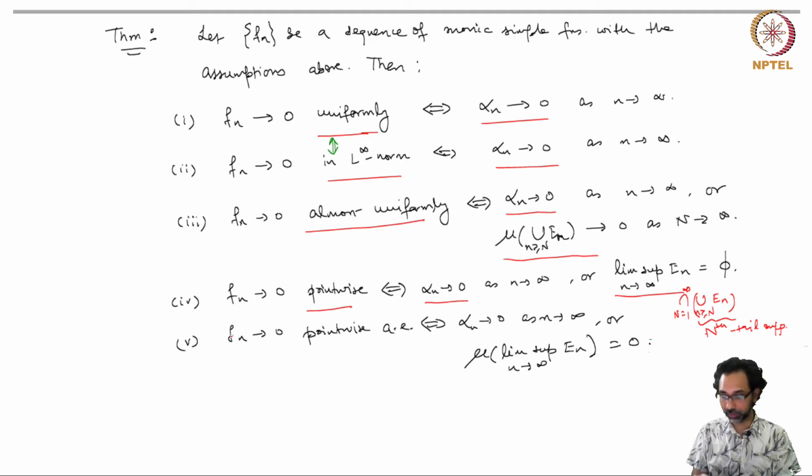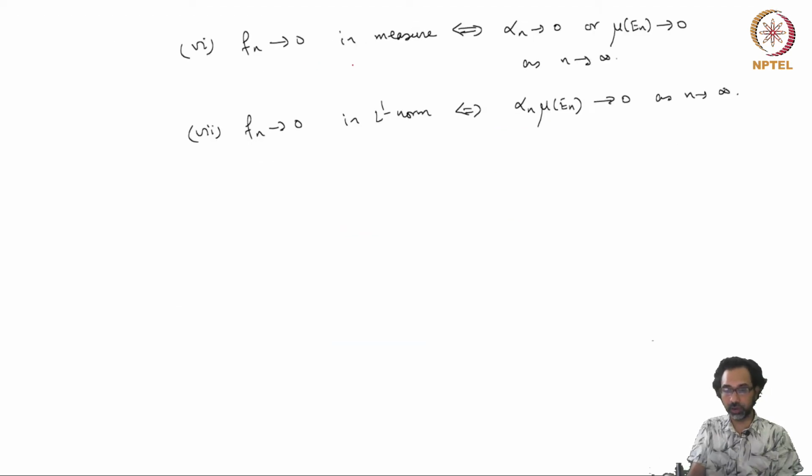and we can similarly state it for pointwise almost everywhere convergence, which says that either the height goes to 0 or the measure of the lim sup is 0. Similarly, Fn converges to 0 in measure if and only if either the height goes to 0 or the width goes to 0. And finally, Fn converges to 0 in the L1 norm if and only if the product of the width and height go to 0 as n goes to infinity.